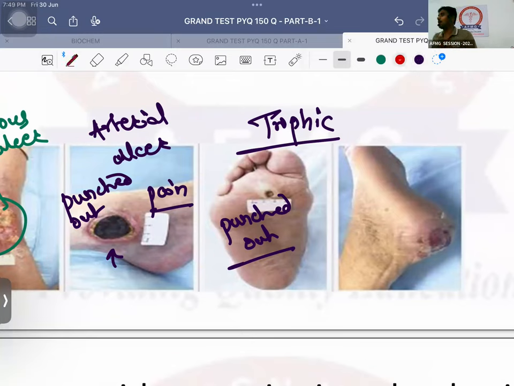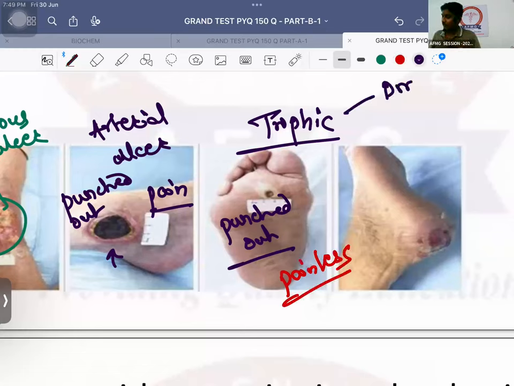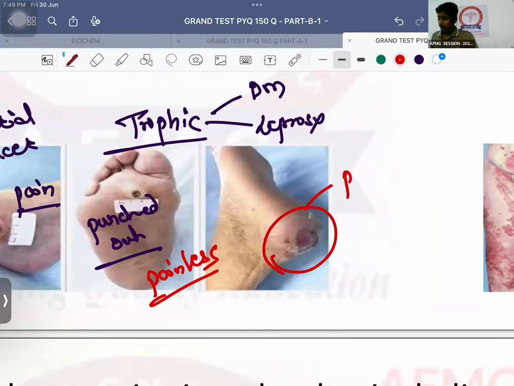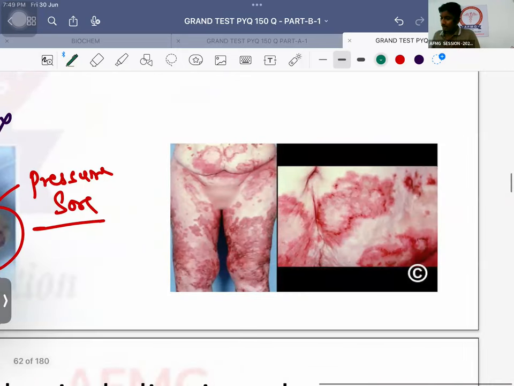So how will you differentiate? Arterial ulcer is painful or painless? Painful. But trophic ulcer is painless ulcer. Trophic ulcer can be seen in patients of diabetes mellitus, or in cases of leprosy. And last one is heel. It is a type of trophic ulcer only, but it is called a pressure sore. Most common site for a pressure sore is ischium, followed by sacrum, followed by the heel. Okay, what is this?